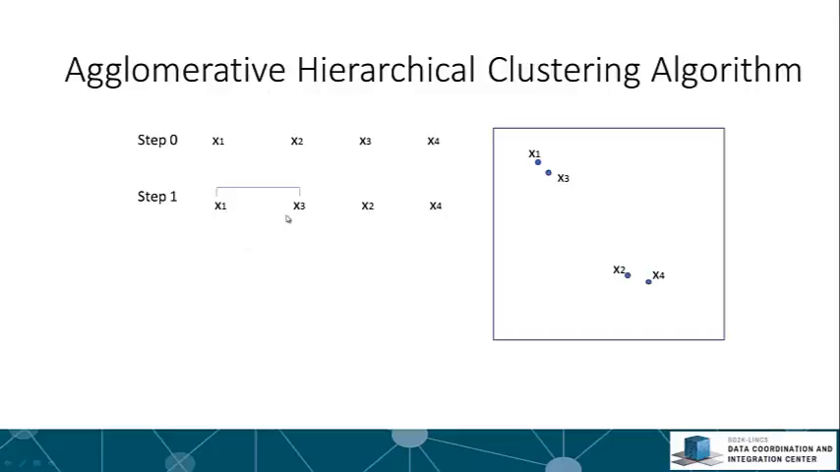We recompute the dissimilarities, so we calculate the distance between x2. Our objects now are x2, x4, and this group of x1 and x3. Now x2 and x4 are much closer to each other than either is from this group. So the next step is to join x2 and x4, and that's indicated here with this bracket.